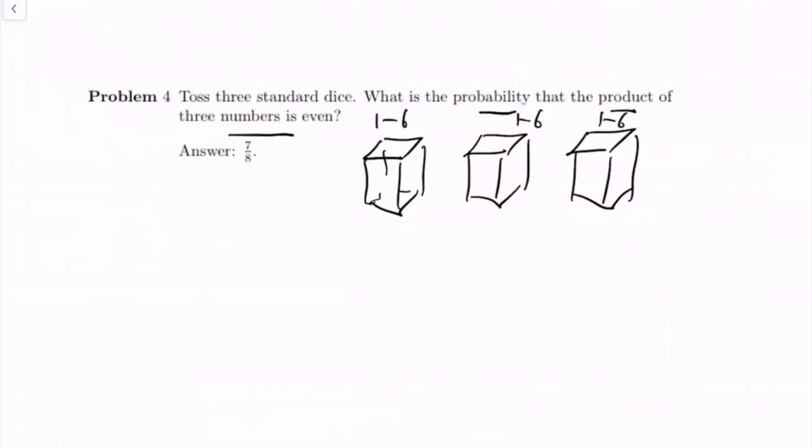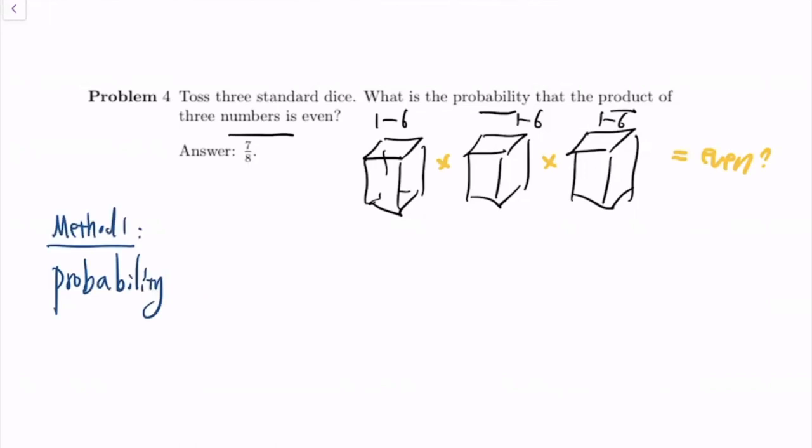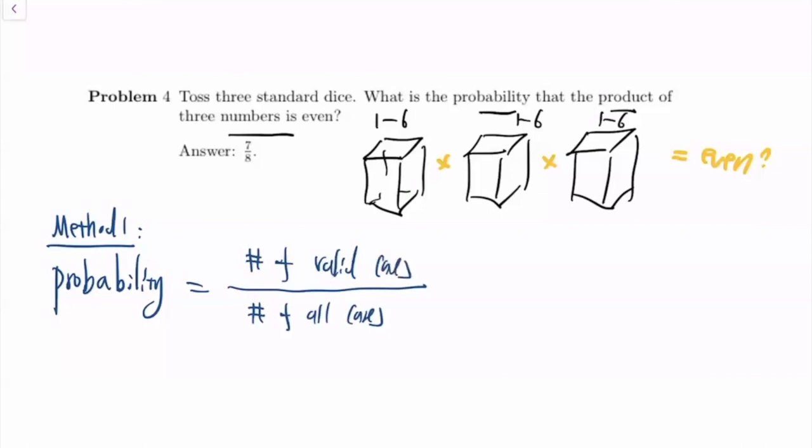Now we are looking at the product. If we multiply them together, we want it to be even. So this is what we are looking for. Now let's apply the formula. Method 1, let's just use the basic formula. The probability equals the number of valid cases over the number of all cases.